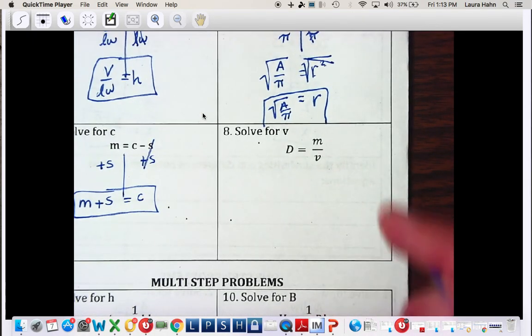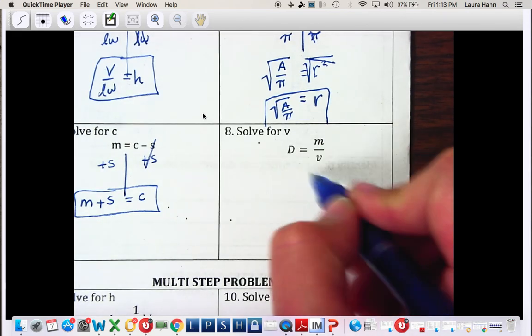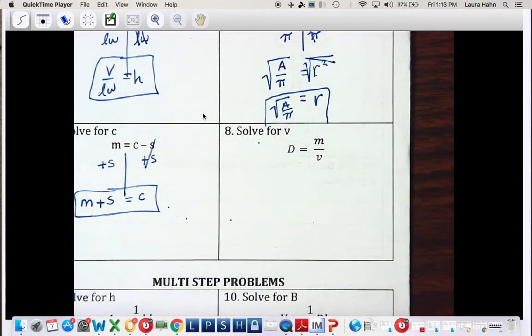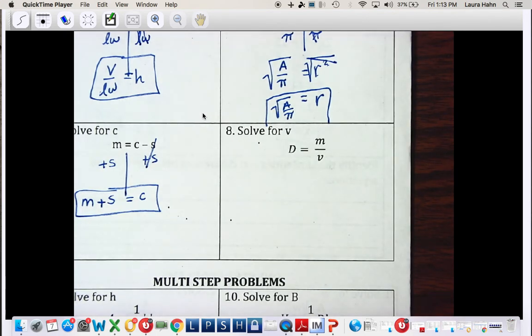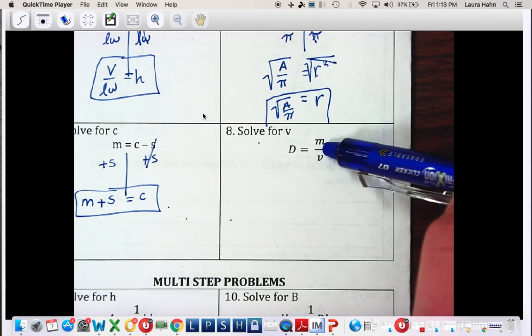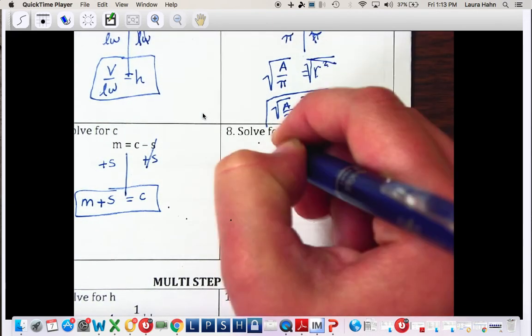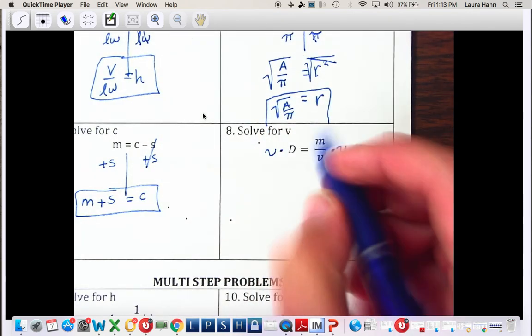Okay, now we want to get v by itself. So to get v by itself, I have to get rid of the m, but right now I notice that this is a fraction and v is on the bottom part of the fraction. So the first thing I want to do is make this not a fraction by getting rid of the bottom part. To get rid of a divide by v, I'm going to multiply by v. What you do on one side, you do on the other.